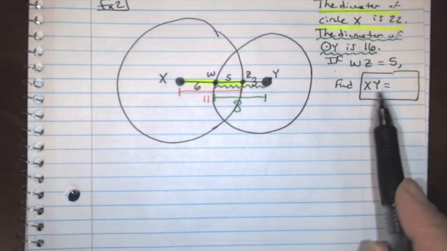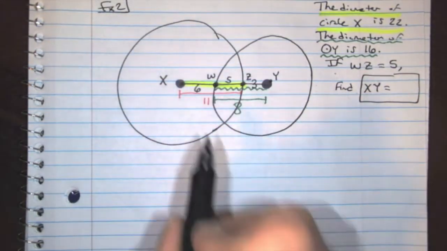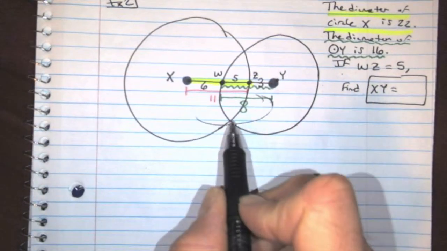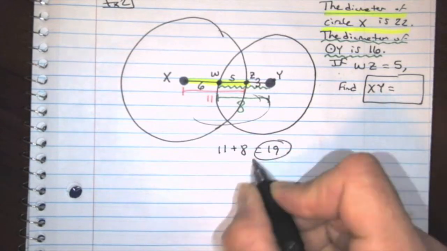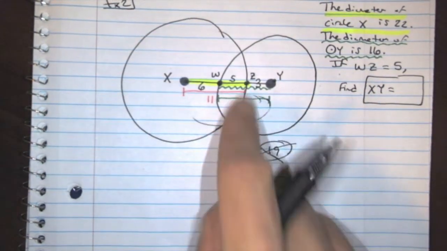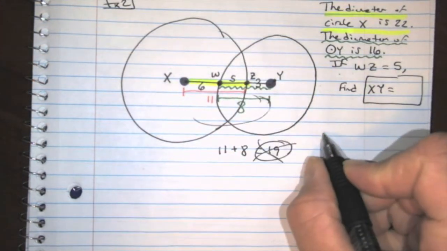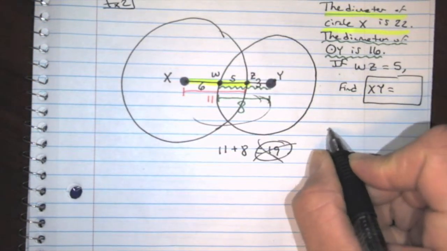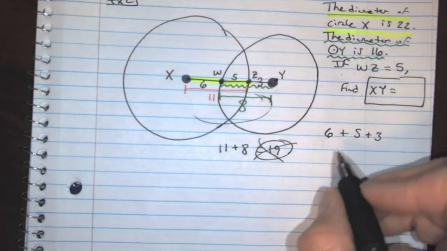We need to find XY, which of course is the distance from this center to that center. Well, don't just add the 11 and the 8. I love when kids put 19. It's not 19. Don't add these distances because you're including that center part twice. What I like to do is just add the pieces together. I just add 6 plus 5 plus 3.